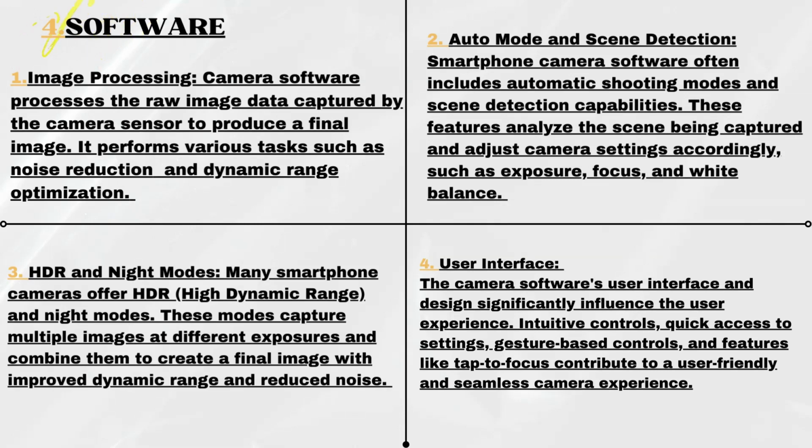3. HDR and night modes. Many smartphone cameras offer HDR, high dynamic range, and night modes. These modes capture multiple images at different exposures and combine them to create a final image with improved dynamic range and reduced noise.